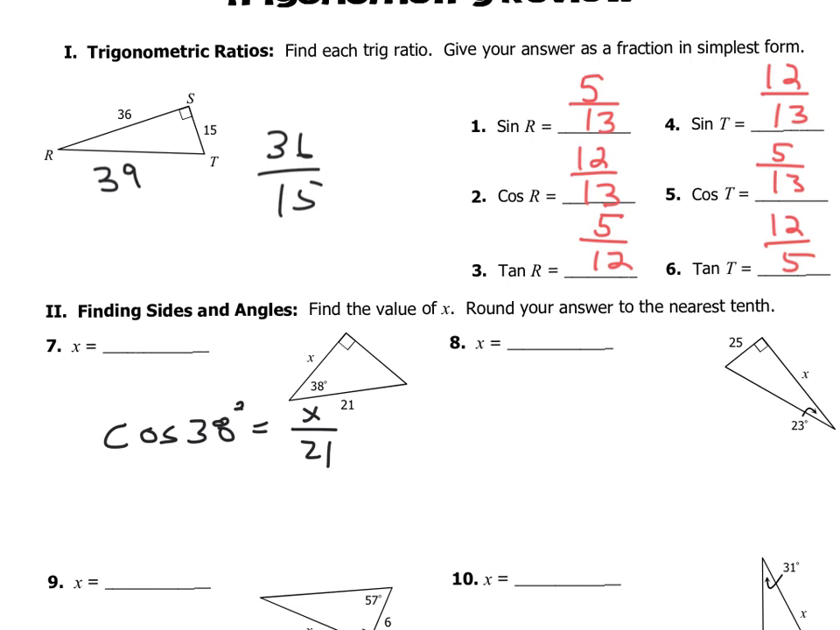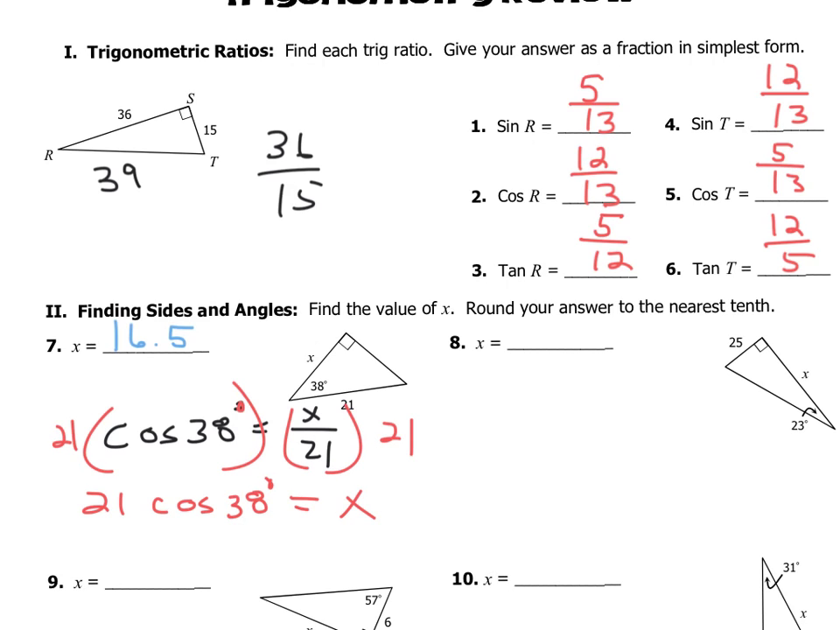So now to get x by itself, we have to multiply both sides by 21, and so when we do that, we have 21 times the cosine of 38 degrees. That should be a little degrees sign. So we're going to just use our calculators to figure this out, because even though it has a value, it's hard to memorize those values. So we'll just get the answer, 16.5.